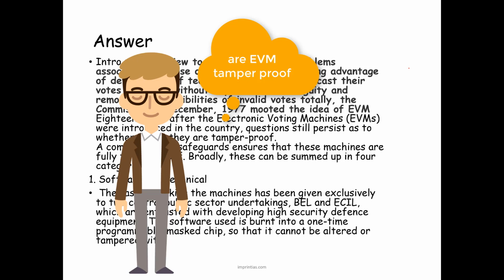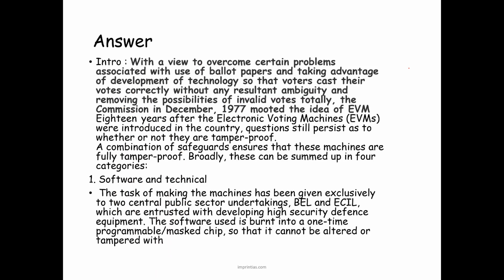So first, obviously, the challenge is software and technical. What they have done is that the task of making the machines has been exclusively given to BEL and ECIL. So obviously, you expect them to not have any kind of problems in having security. Even if you think that, okay, it's an electronic device, anything should be hackable, the idea was that after M2, there are the versions M1, M2, M3. So now we have M2 and M3.